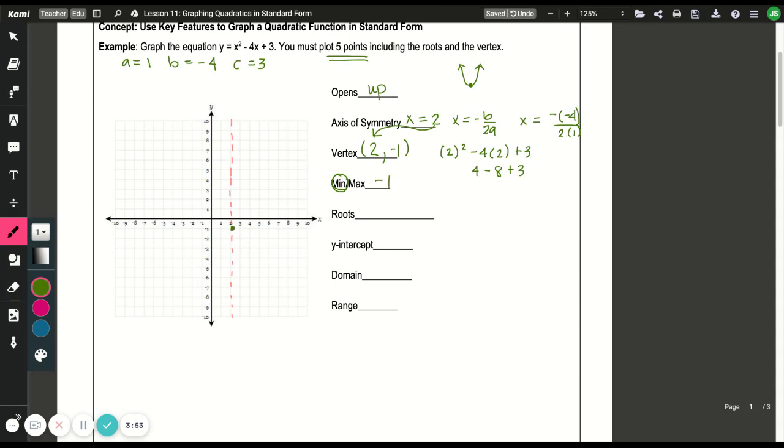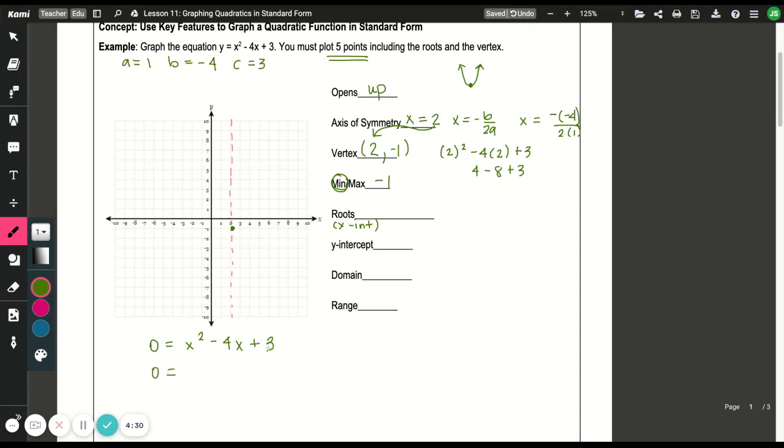The roots are where we have to do the most work. The roots, we have to set the equation equal to 0. They're also the x-intercepts. So we have to set the equation equal to 0. Oops, +3. And you have 2 choices. You can do whichever you like better. You can factor it, or you can use the quadratic formula. Since this one just has a coefficient of 1, I'm going to factor because it's faster for me.